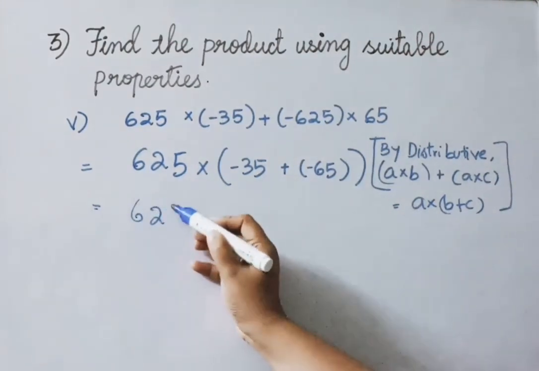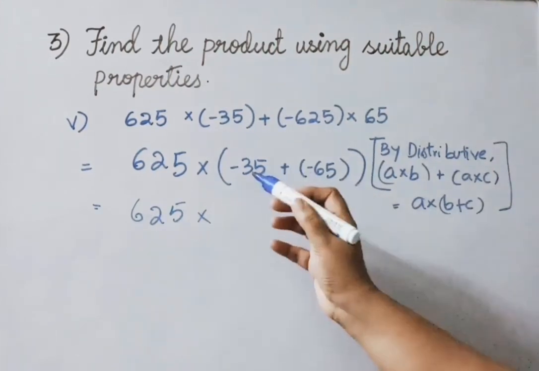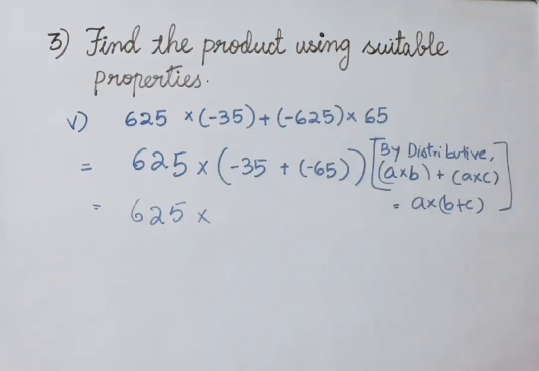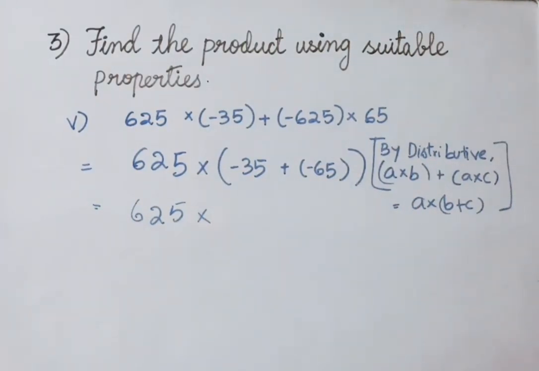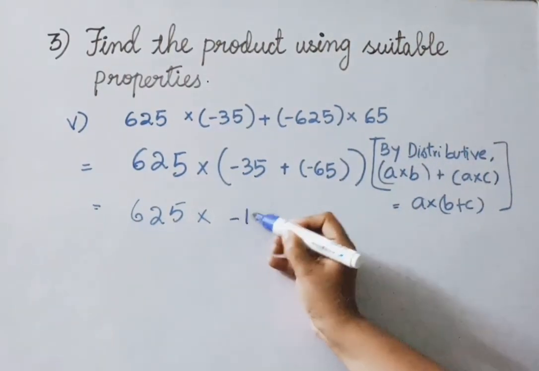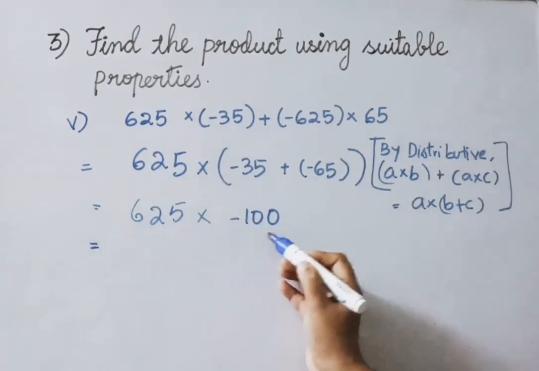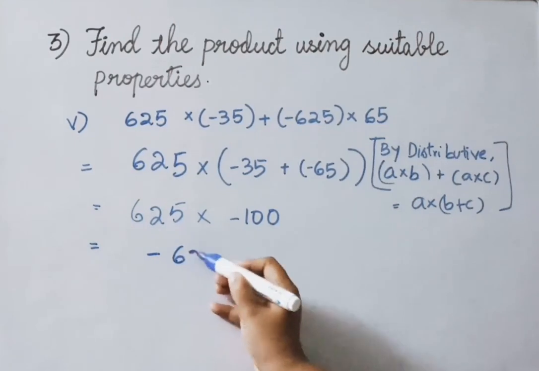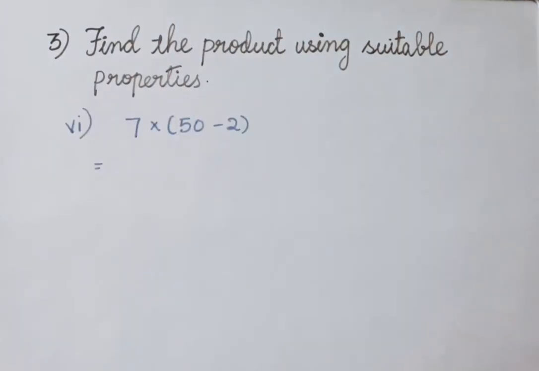So solve this: 625 into, solve the value present in the brackets, minus 35 plus of minus 65. That means minus 35 minus 65. When we add, we get the answer minus 100. Now multiply these both. 625 into minus 100, that is minus 62,500.